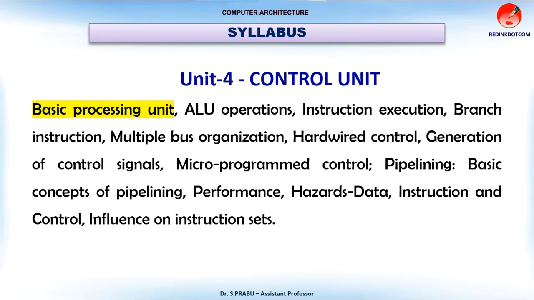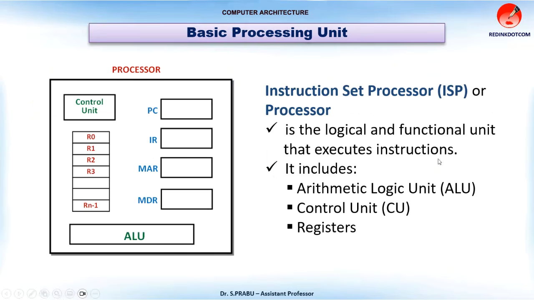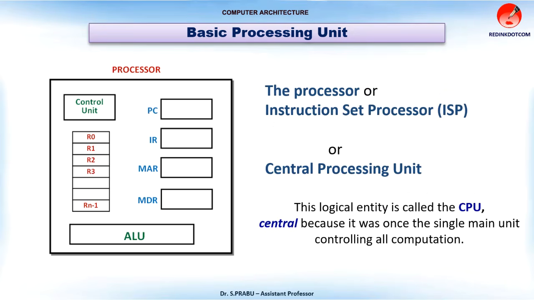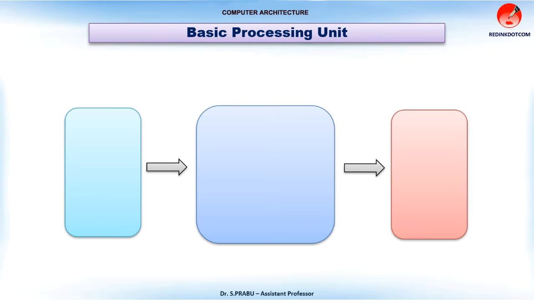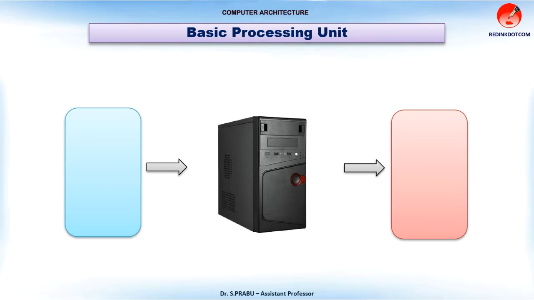The first topic is called Basic Processing Unit. The main processing part of the computer is called Instruction Set Processor or simply a processor. It is a logical and functional unit of the computer that actually executes all the instructions given by the user or the program. Processor is also called Central Processing Unit. Usually, we refer to the Central Processing Unit or CPU as located in between the input and output unit. The CPU looks like this.